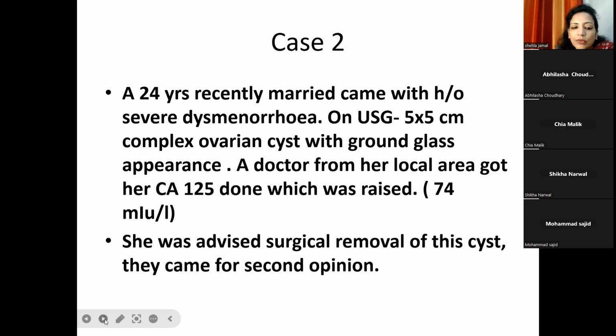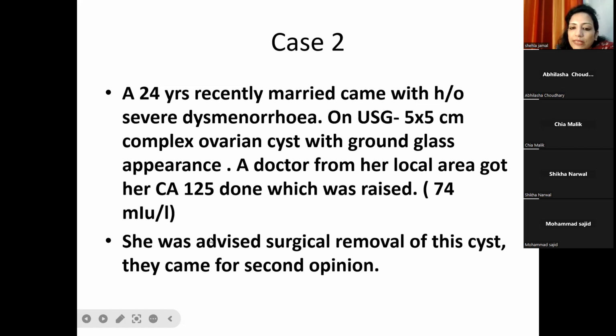So in this particular case, what should be the clinical diagnosis? The patient is having severe dysmenorrhea, an ultrasound showing ovarian cyst with classic ground glass appearance, and CA-125, which is not conclusive but supportive for endometriosis.